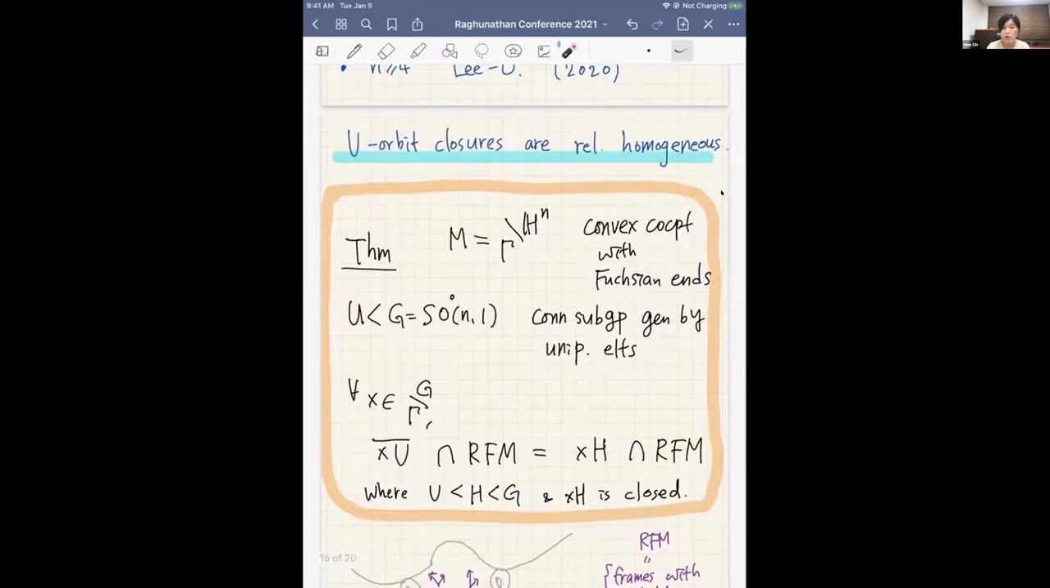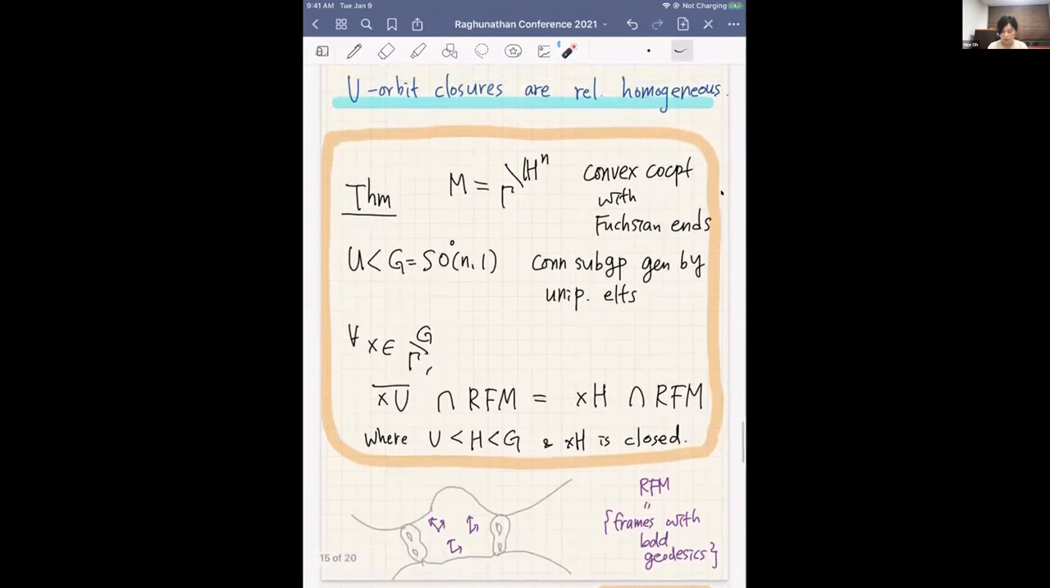The U orbit closures are relatively homogeneous, meaning that if I look at this U orbit closure in the ambient space RFM, so I replaced my ambient space G mod gamma with RFM, then in here it is homogeneous. The U orbit closure is homogeneous. That's why I call it relative homogeneity. Okay, so now what is RFM?